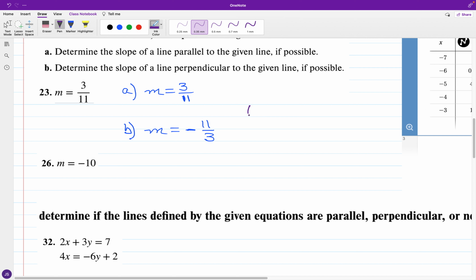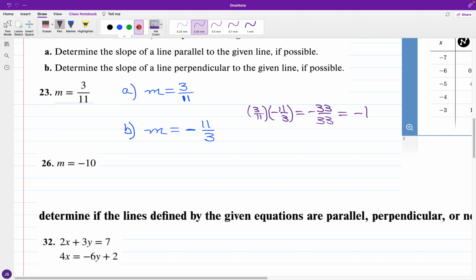So again, you have 3/11 times -11/3. Again, 3 times 11 is 33. 11 times 3 is 33. But a positive times a negative is a negative. And so, again, the product of the slopes will be -1.